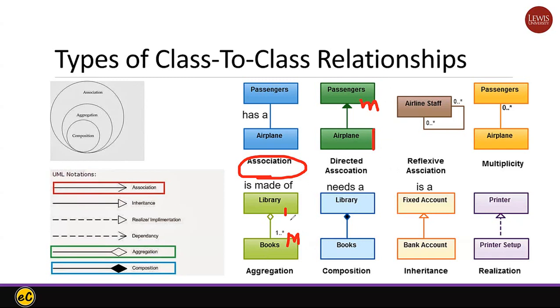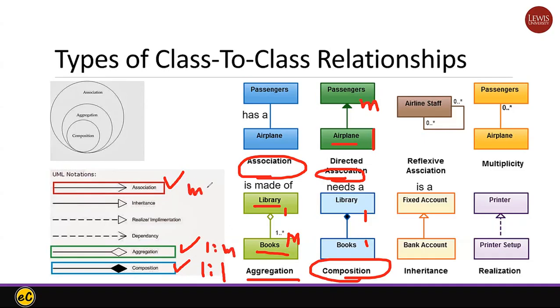Okay. So one to many is called aggregation. Okay, because a library has a lot of books. So that's one to many, that's called aggregation. Many passengers take an airplane, that's called association. Okay. And then one to one is called composition. Okay. Composition. So these are different names for the association, aggregation, and composition. Okay, composition means one to one. Aggregation means one to many. Association means many to one.